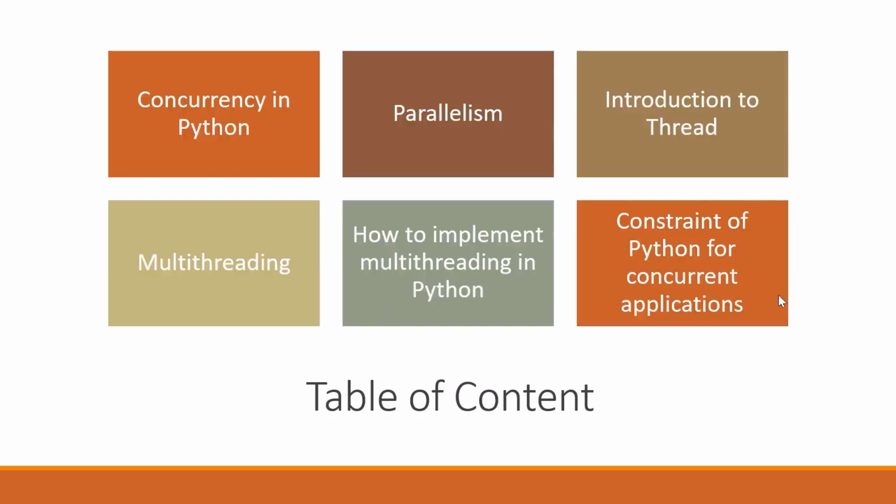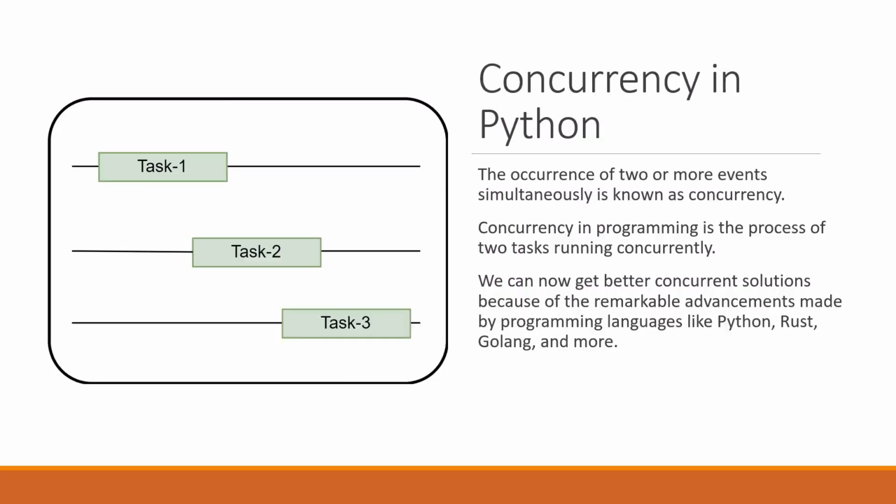So we will start off this video tutorial by discussing what is concurrency in Python. Then we will discuss the concept of parallelism. Then we will discuss what is a thread, and from thread we will move to multi-threading, and we will discuss the implementation of multi-threading in Python. And in the last, we will discuss some of the constraints of Python for concurrent application or concurrent programming. So without any further delay, let's jump to the very first topic.